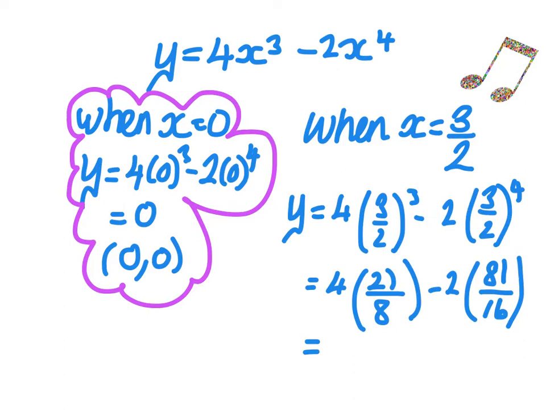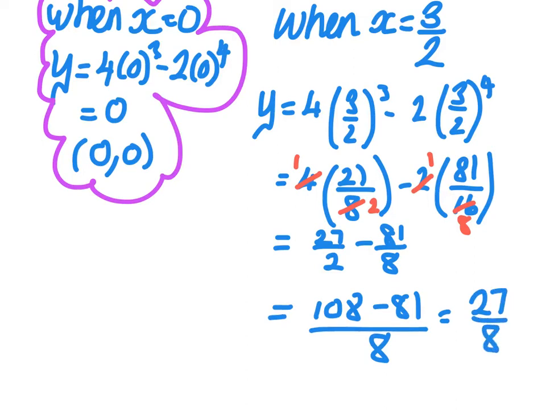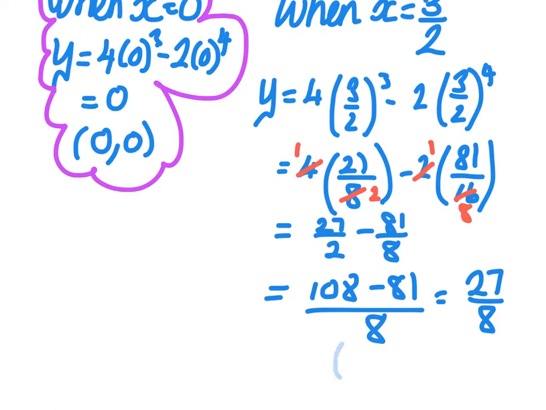Now at this stage I'm going to be multiplying 4 times 27 over 8. To make things a little bit easier, I'm going to do some cancelling before I multiply. So I'm going to cancel the 4 there, so it's a 1 on the top and a 2 on the bottom. I'm also going to be able to cancel a little bit on this side. 2 becomes a 1 and 16 becomes an 8. And that will give me 27 over 2 minus 81 over 8. I'm going to need to make them both into eighths. So 4 times 27 is 108. Take away 81. Eighths, which is 27 eighths. And that means our second point is 3 over 2, 27 over 8.